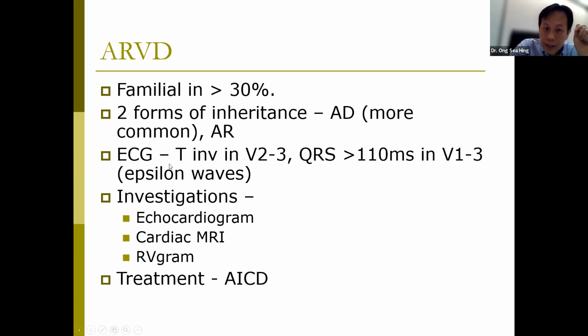And on the ECG, you will see T inversions in V2 to V3. QRS complex may be broadened. And then you may see the epsilon wave. I don't have an example of the epsilon wave, but the epsilon wave is basically a small positive bump, like a small P wave, immediately after the QRS. Okay, so you've got to do echo, cardiac MRI, RV-gram, and then the treatment is to insert an implantable defibrillator.